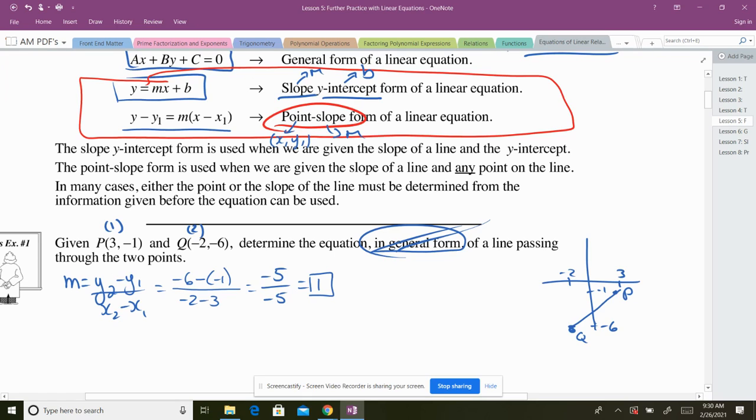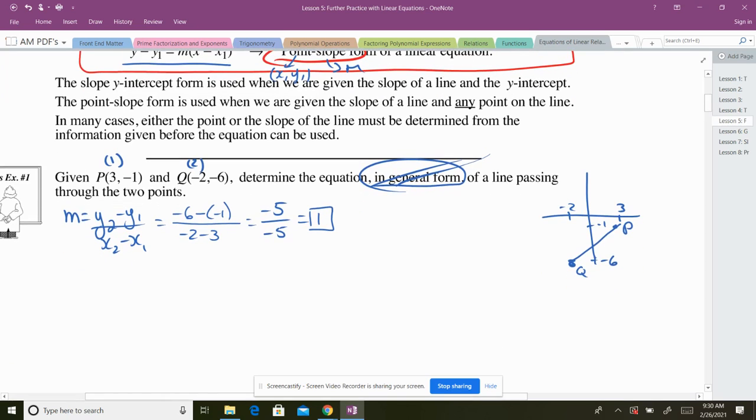Now, does it matter which point you use? It does not. So pick the one that you like better. If it has zeros in it, pick the one with zeros because stuff will just disappear. But in this case, there's no zeros. So which point do you want to use? You have a choice between this one or this one. Okay, P. So here's our formula.